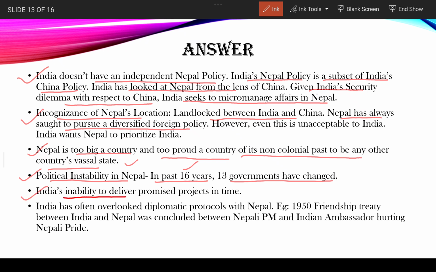Then there is India's inability to deliver the promised projects in time. There have been many times that projects have been kept uncompleted for a very long time. This is also one of the reasons.